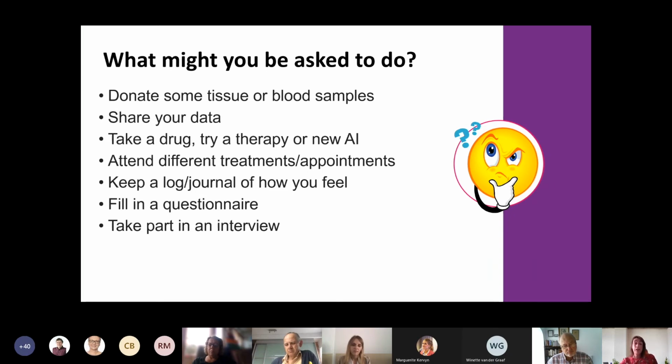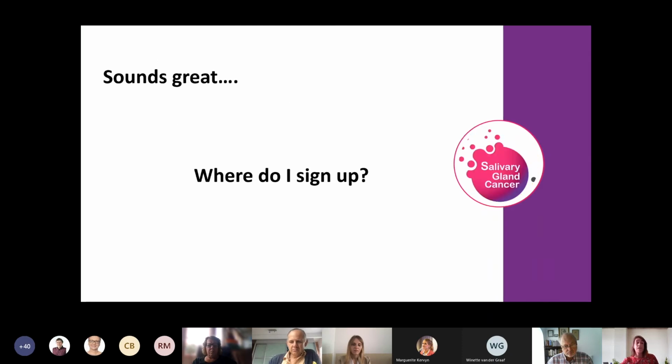When it comes to your data, there are many rules around that as well. And biobanking, your data and your tissue is safe. They are precious things. They should be kept safe. So hopefully this all sounds great and you're asking, where do I sign up?